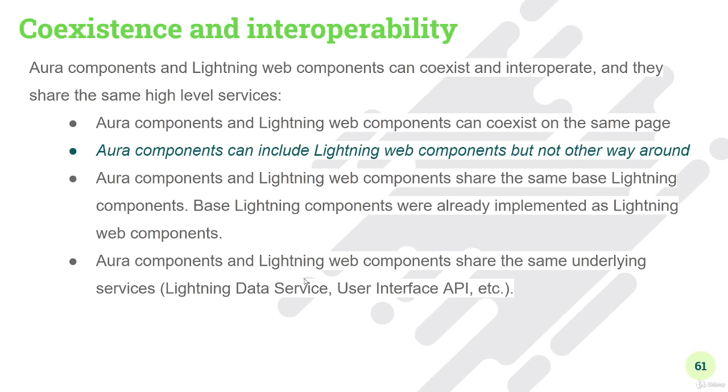Then its coexistence and interoperability that I already talked about. Just remember this line: Aura components can include Lightning Web Component, not the other way around. So you can't include an Aura component inside the Lightning Web Component, but a Lightning Web Component can go inside the Aura component. And Aura component and Lightning Web Component can coexist on the same page. And the rest, the Aura component and Lightning Web Component use the same base Lightning components, same Lightning Data Services and all behind the scenes.